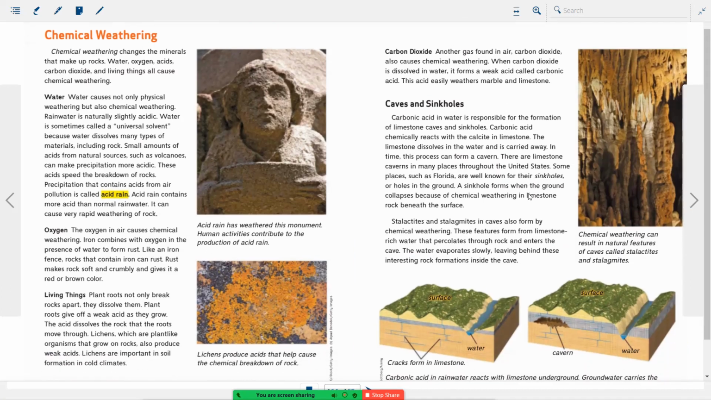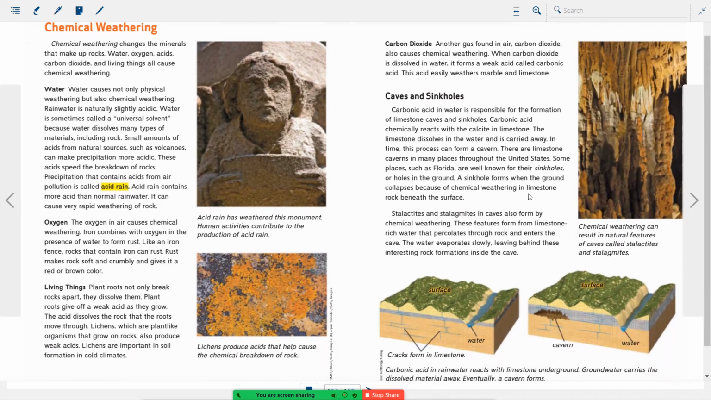Chemical weathering. Chemical weathering changes the minerals that make up rocks. Water, oxygen, acids, carbon dioxide, and living things all cause chemical weathering. Water. Water causes not only physical weathering, but also chemical weathering. Rainwater is naturally slightly acidic. Water is sometimes called a universal solvent because water dissolves many types of minerals, including rock.